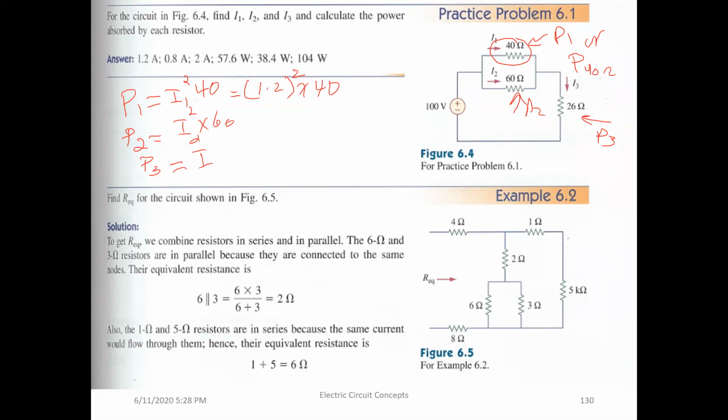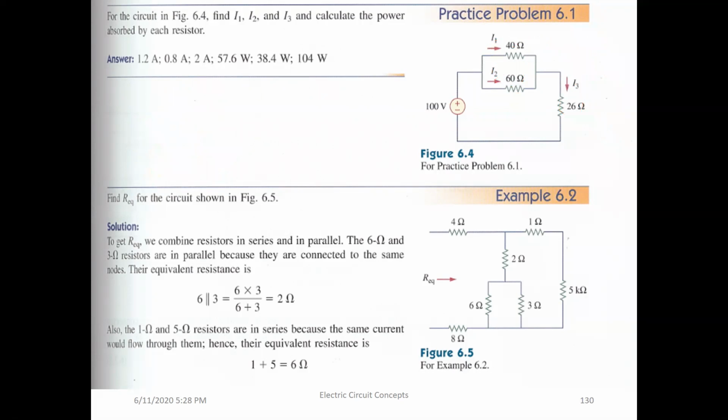Here. What's the current we use? The current that goes through it, as we did for 60. Which current do we use? I2. For the 40, which current do we use? I1. So it will be I3 squared multiplied by 20. If you do the calculation using your calculator, you should get those numbers also. Now let's look at this example here.